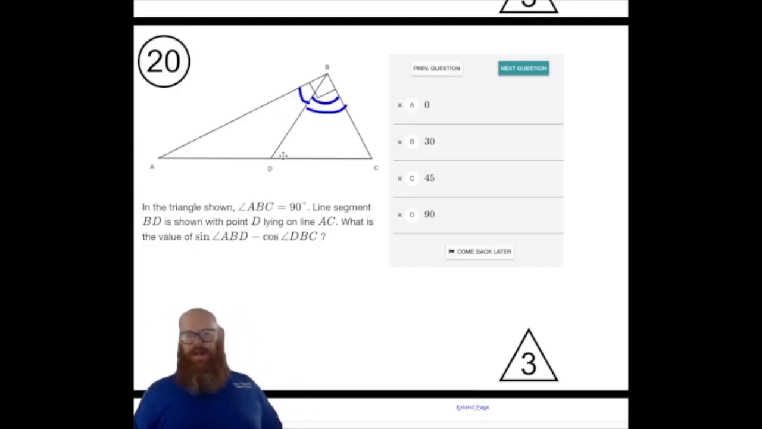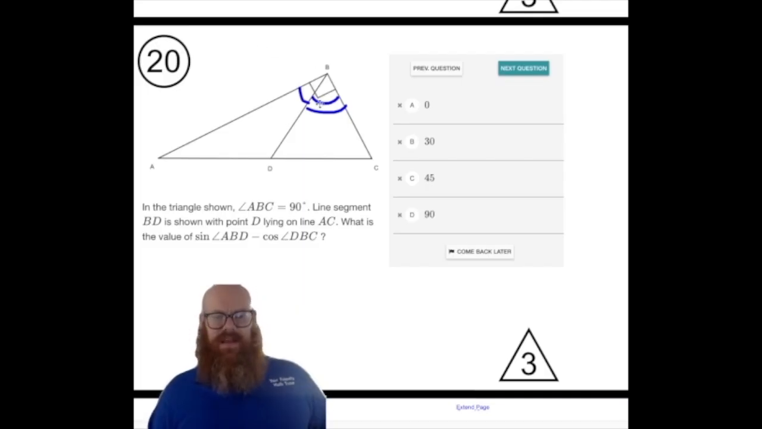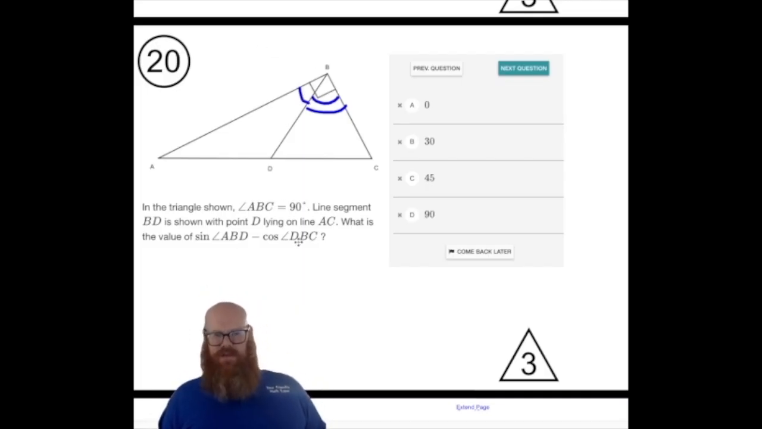The concept is, the point of them giving us this is to tell us that the two angles that we're trying to find the sine and cosine of, they add up to 90, which means they're complementary. And any time you have two angles that are complementary, the sine of one is always equal to the cosine of the other. So therefore, when you subtract them, you're just going to get 0.